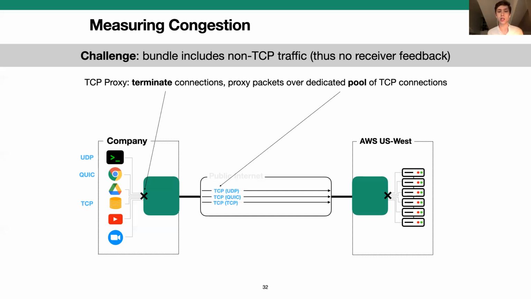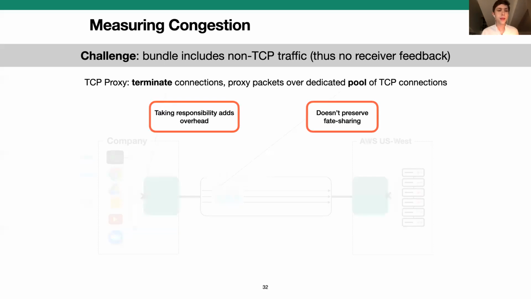We could use the acknowledgements from the proxy connections to do congestion control as usual, but it introduces a lot of extra complexity and overhead that it turns out is actually unnecessary for our goal. The main issue is that by terminating connections, the proxy takes responsibility for the packets.